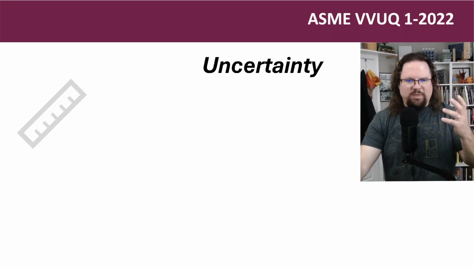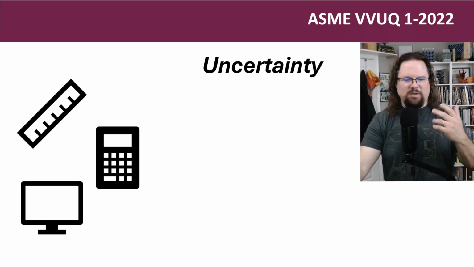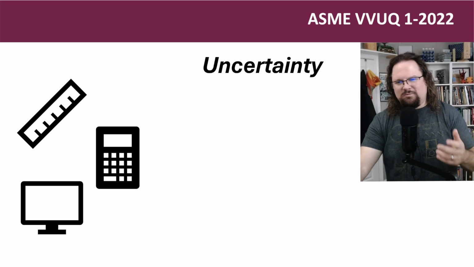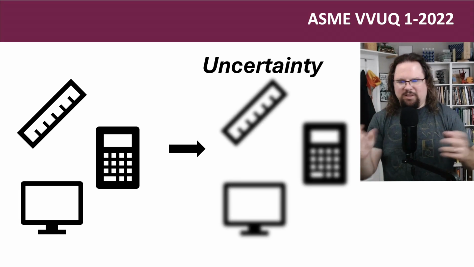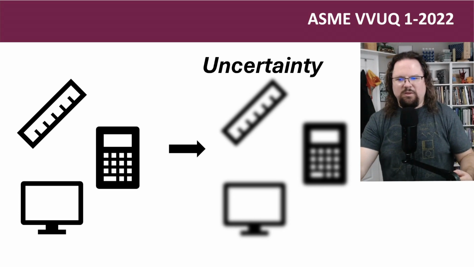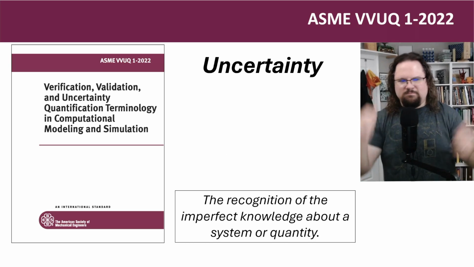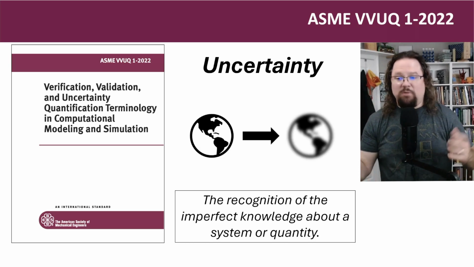Uncertainty, you can think of, hey, we've got all these great measures. We can measure things, we can calculate things, we've got computational models, but they're all kind of fuzzy. They all have that uncertainty, and that can be due to lack of knowledge or just inherent variability. So uncertainty, the recognition of imperfect knowledge about a system or quantity. The world is fuzzy for multiple reasons.